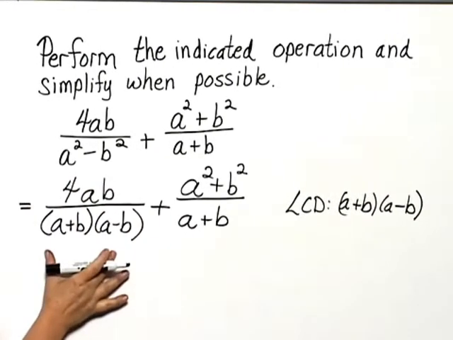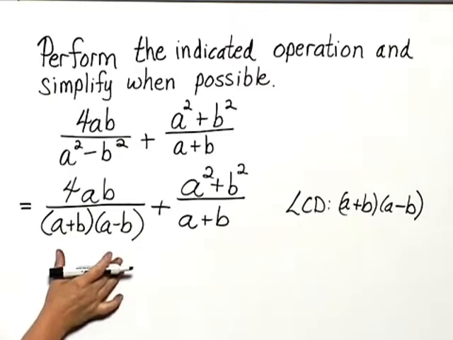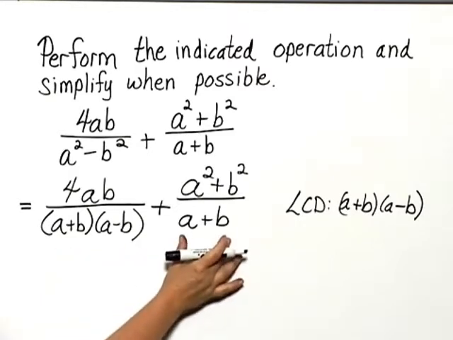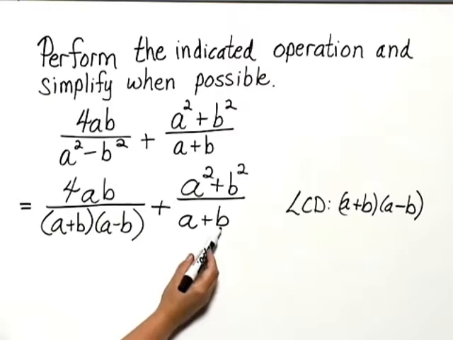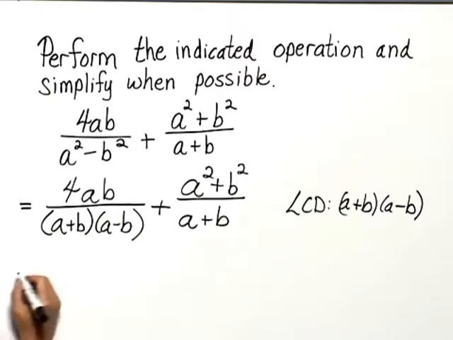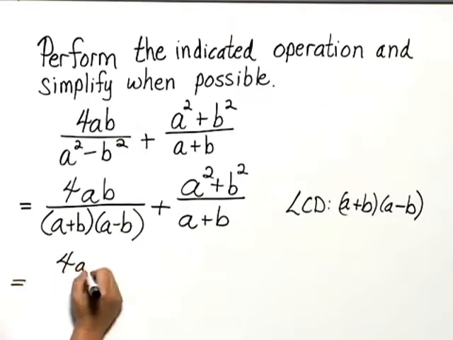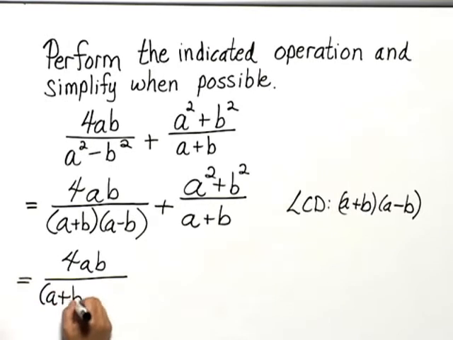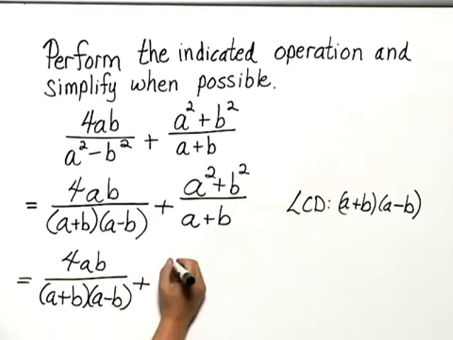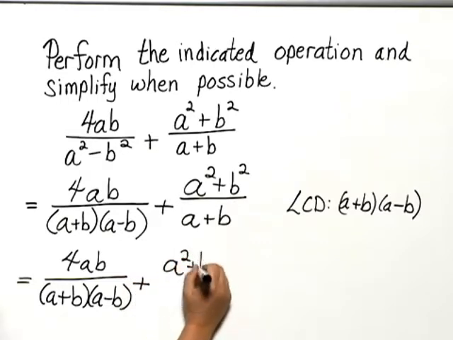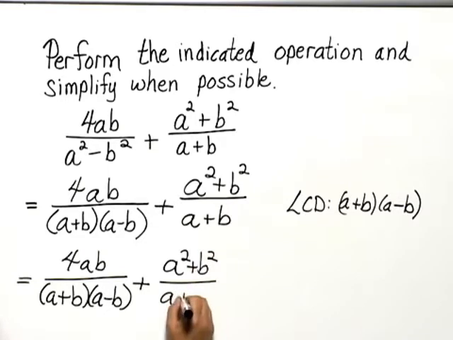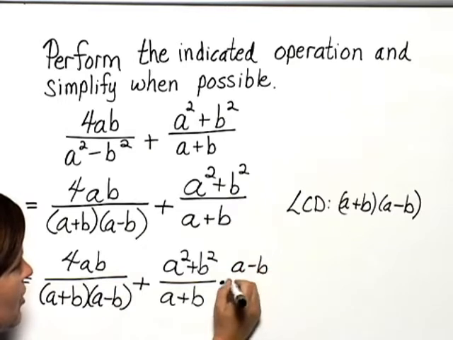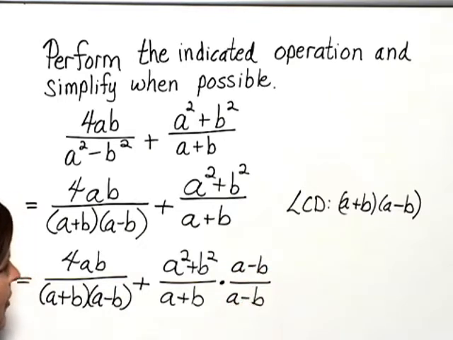It already exists in the first expression, so I don't need to touch this one, but I need to get that denominator in the second expression. The denominator is missing the factor of a minus b. So I'm going to multiply my second expression by a minus b over a minus b. Now note that is actually multiplying by 1, so it doesn't change the value of it. So I have a squared plus b squared over a plus b, and I'm going to multiply by 1. I'm going to write 1 as a minus b over a minus b.